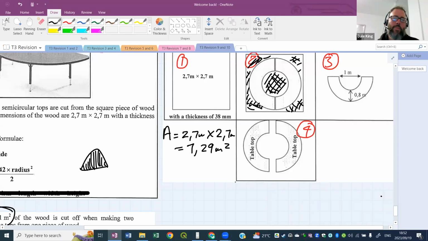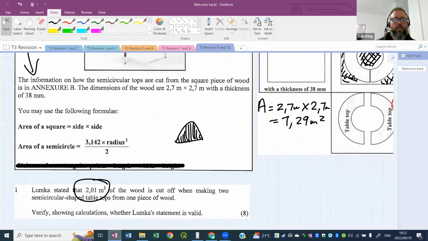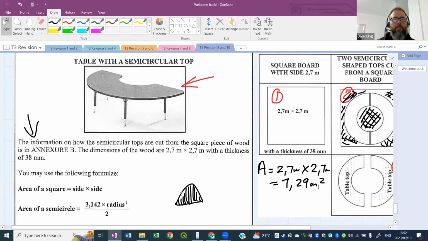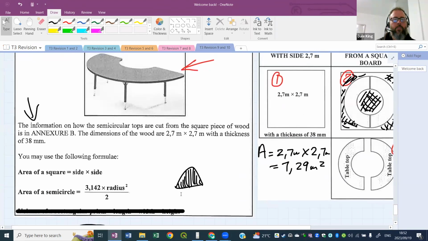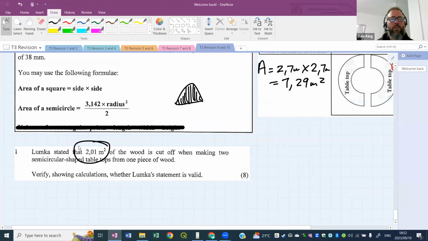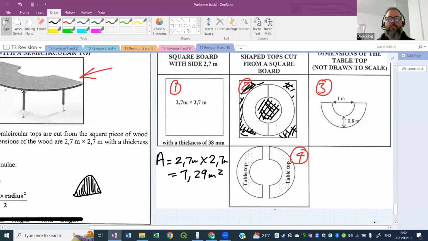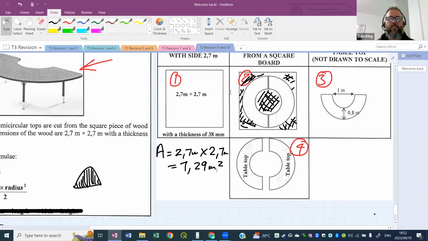Wait, please can you go back to the question? The bottom question or the scenario? The question, sorry. Okay, there we go at the bottom. So what he says is that 2,01 square meters of wood is cut off when you make these things. Okay, so I think you have to minus that 2,01 from the answer.